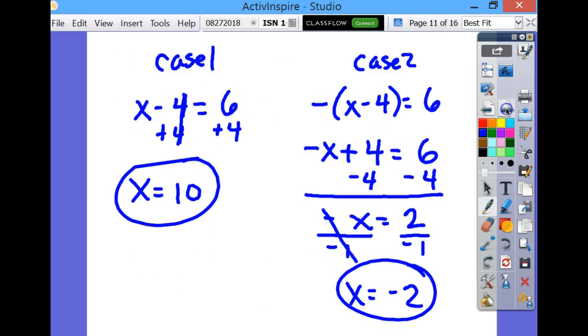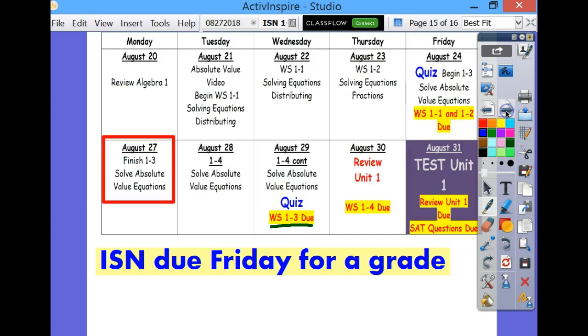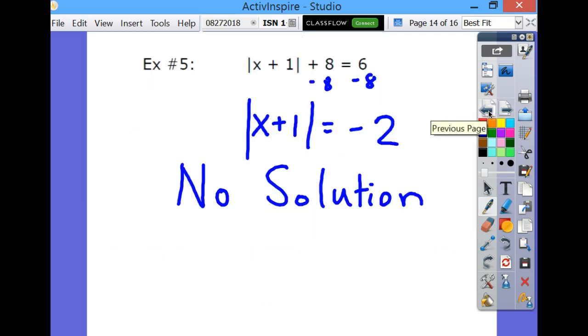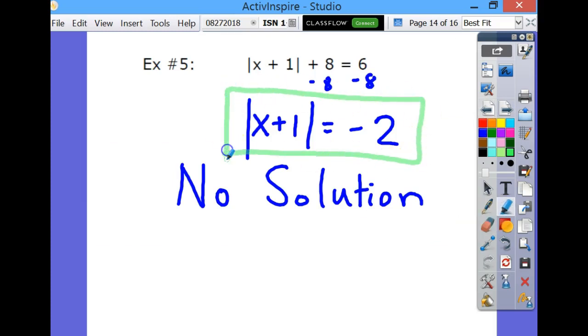Now, you do have to do your isolate first. But after you have done your isolate, if that's equal to a negative number, this is going to be the answer. You can work it all out like I did, but when you check it, it will not work out because the absolute value can never equal a negative number.